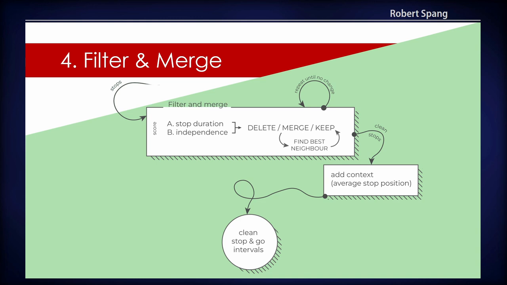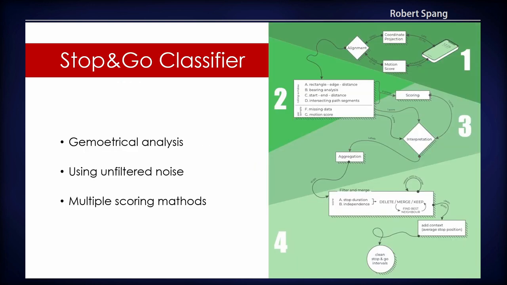And lastly, we have a module to filter outliers and merge fragmentation so the final result is as clean as possible. This module again uses different scoring methods under the hood to decide which stops to keep and which to get rid of. And eventually the stop list should be clean and nice and tidy. All of that is what we call the stop and go classifier. It uses geometrical analysis of the signal noise. It operates on the raw signal and it won't need any data preprocessing or filtering. And it combines multiple strategies to form one unified strong output.